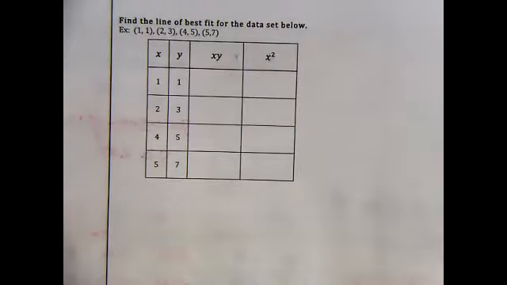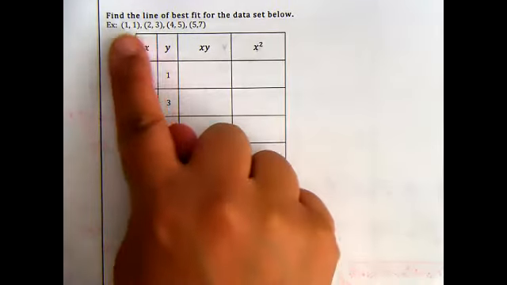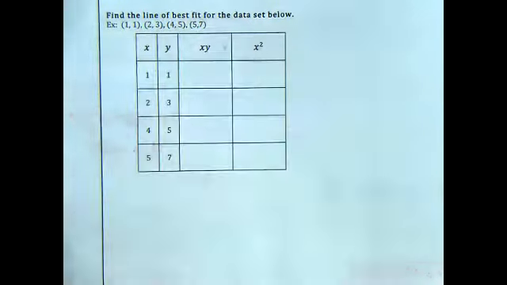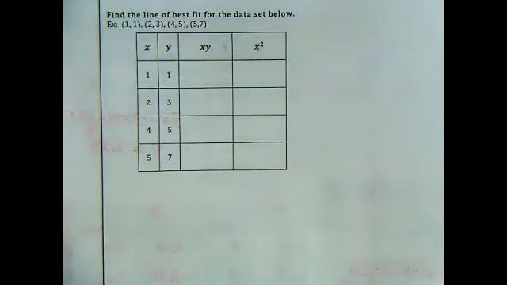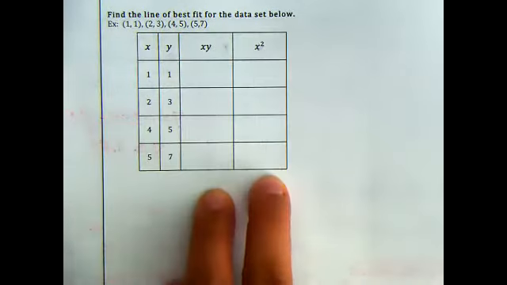Okay. So over here, we have an example. We have the same example as before: 1, 1, 2, 3, 4, 5, and 5, 7. We did this one. I did this one with you guys. Now we want to find the line of best fit for this data set. And notice we have our grids here.